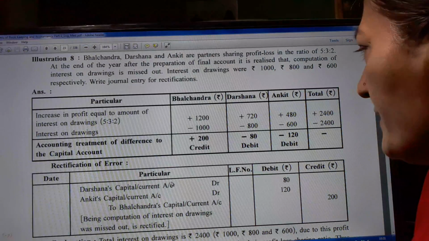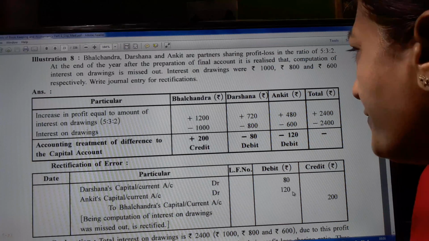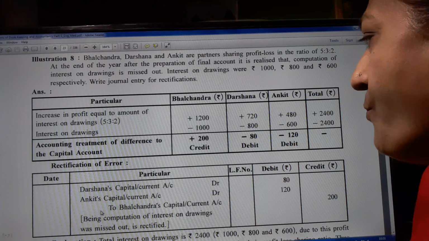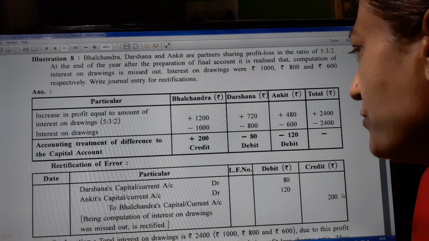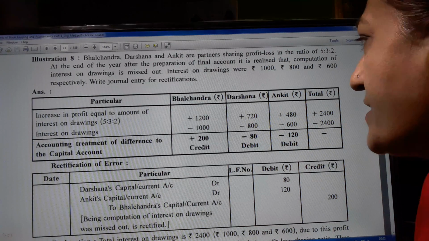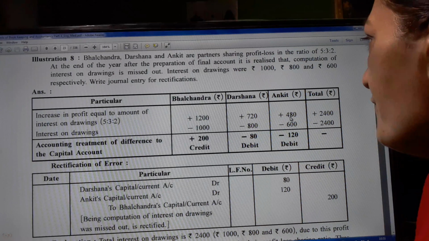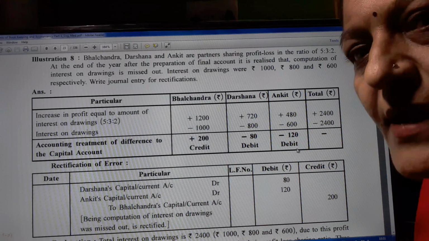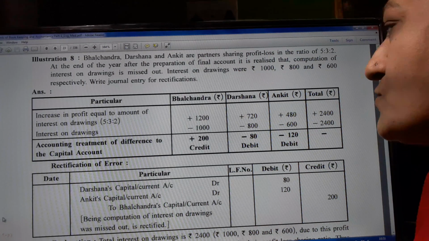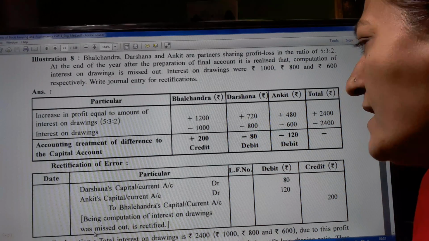Darshana's capital or current account debit 80 rupees, Ankit's capital or current account debit 120 rupees, and to Bhalachandra's capital or current account credit 200, because when there is 1200 minus 1000 then 200, 720 minus 800 then minus 80, and 480 minus 600 then minus 120 we get. So the computation of interest on drawing that was missed out is rectified.